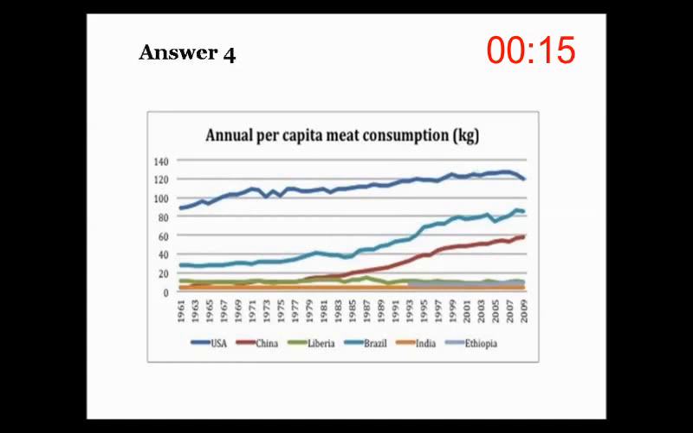Last but not the least, in terms of China, the largest number can be found in 2009, which is about 60, while the smallest number can be found in 1961, which is about 10. In conclusion, I think it is beneficial because it tells me annual per capita meat consumption in kilograms.